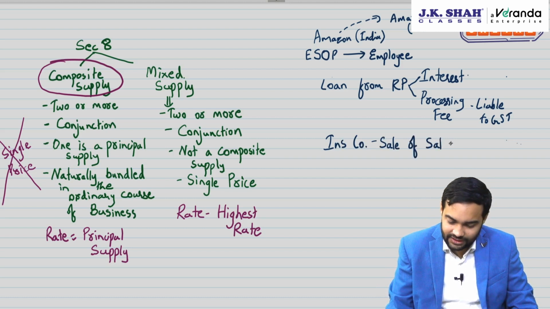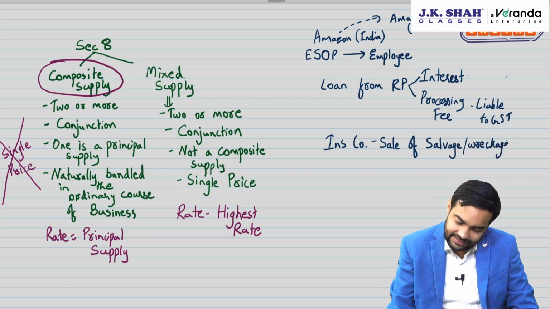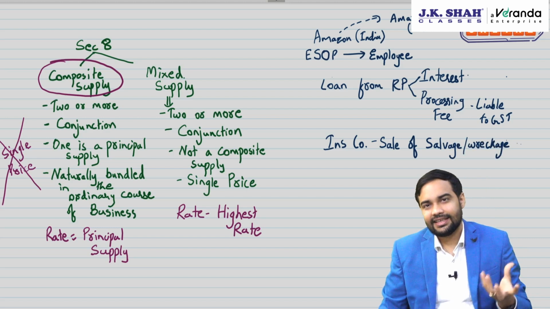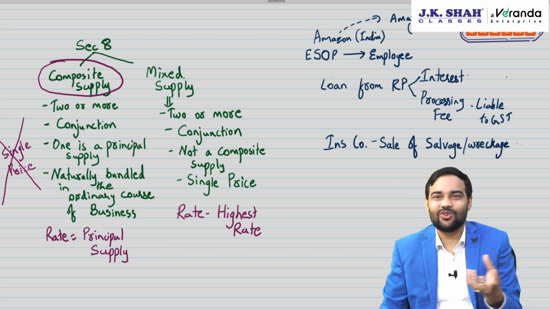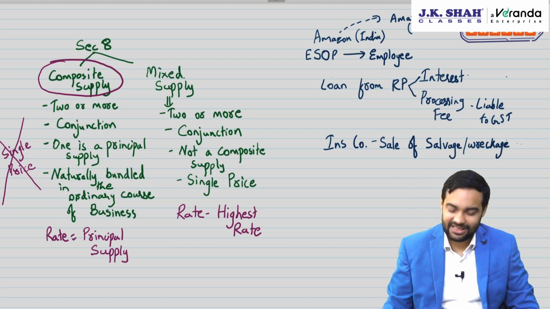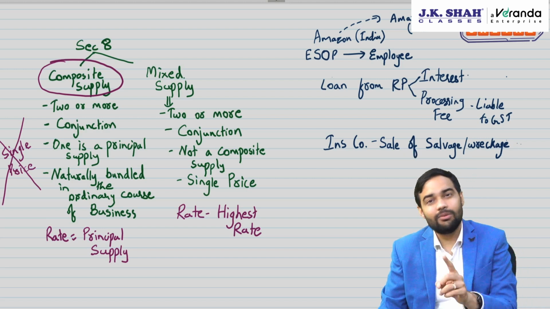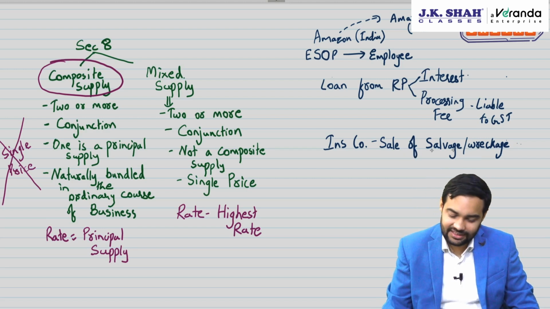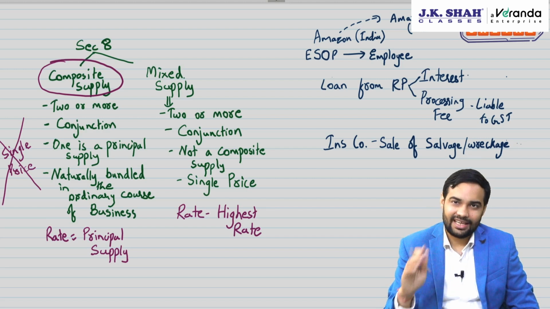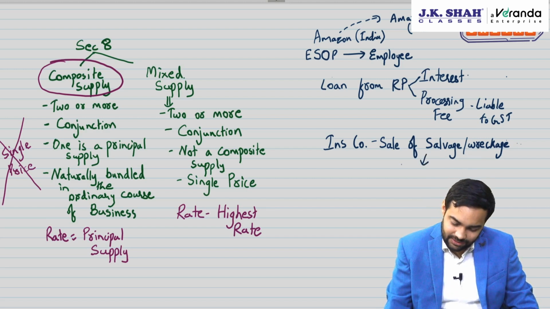Salvage is the leftover, or wreckage. We also call it wreckage. Wreckage is basically the leftover parts which are damaged. So if they sell it, if they have paid full money to the insured, then sale of salvage is their property. If it is the property of the insurance company, then GST is applicable.